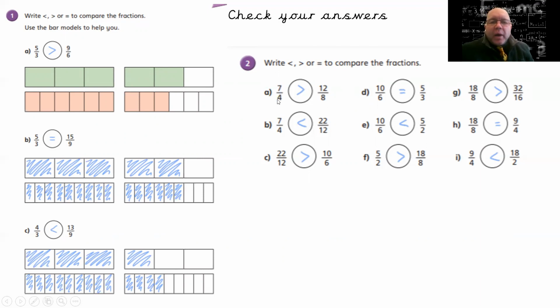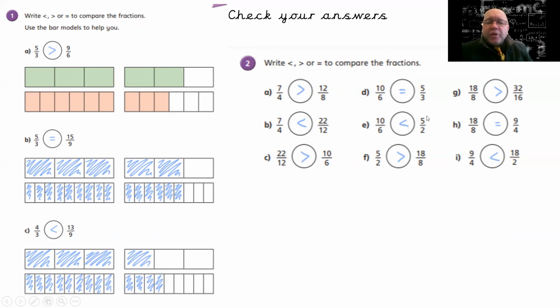For the first one, I will be looking at an equivalent denominator. So we've basically got 14/8, which is greater than 12/8. For B, I'll be multiplying by 3 to give me 21/12, which is less than 22/12. For C, I'll be doubling my 10/6. So I've got 22/12 and 20/12. So 22/12 is greater. D, I'm going to multiply by 2 to give me 10/6, which is equal to 10/6.